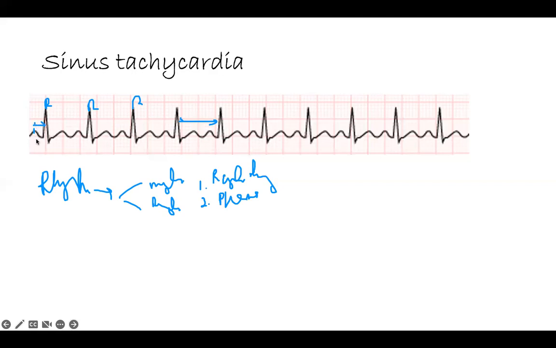Is this normal? Yeah, there's like 1, 2, 3 boxes. It's within that range. So remember your P starts from just here, and then your R. So 1, 2, 3 boxes, so it's within normal. I look at the QRS, 1, 2, almost close to 3.